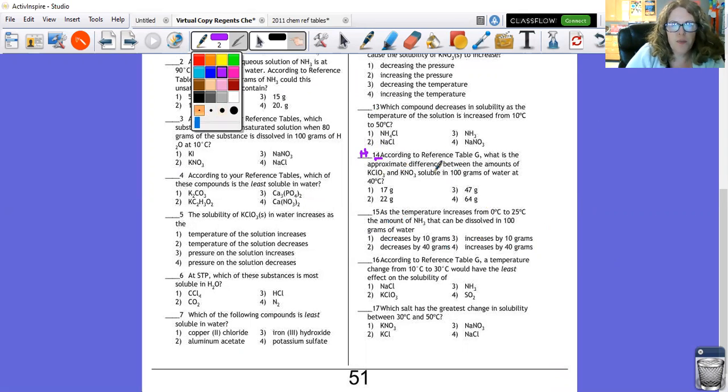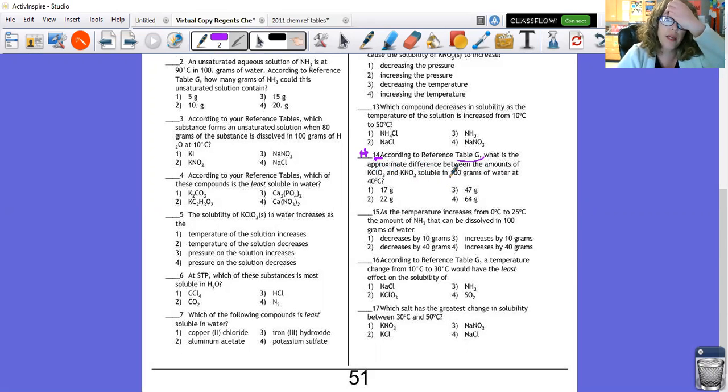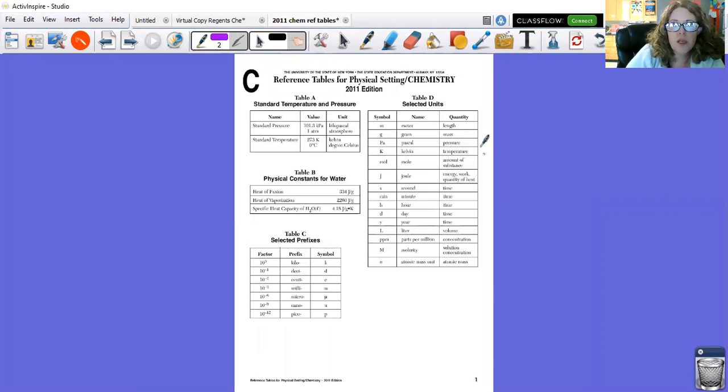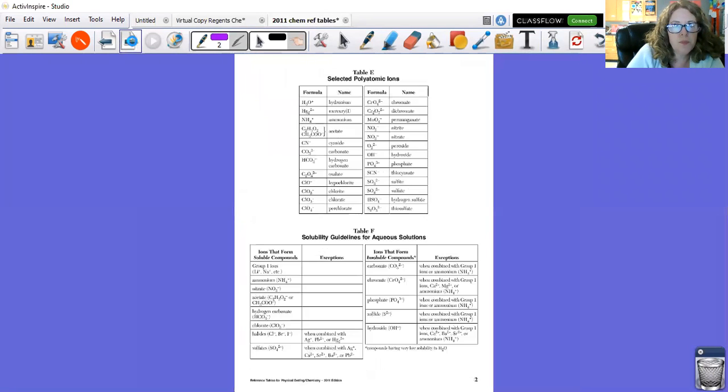Okay, so according to reference table G, I'm going to have to go to table G. What is the difference between the amounts of KClO3 and KNO3 soluble in 100 grams of water at 40 degrees? At 40 degrees, I'm going to compare the amount that can be dissolved between these substances, KClO3 and KNO3. So going to table G.